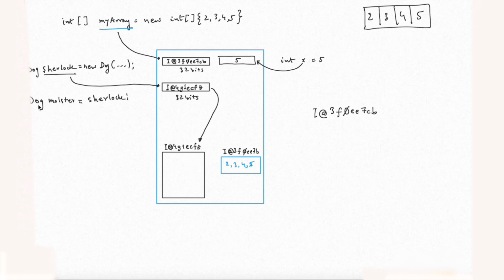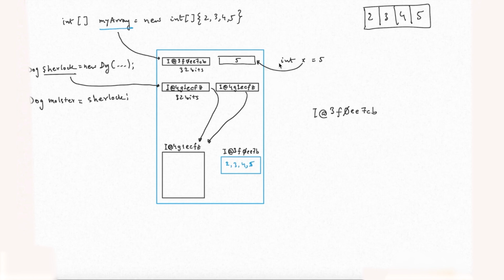So when you say this, dog Molster equals Sherlock, this whole object does not get copied. A new copy of the object does not get created. Only the address that's stored here gets passed to this new variable. So you might have another 32-bit memory location that gets assigned for Molster, and the same address that was in Sherlock gets copied. And what does this address point to? This address points to the same object. So basically, you did not create a copy of the object. You just created another variable that points to the same object.